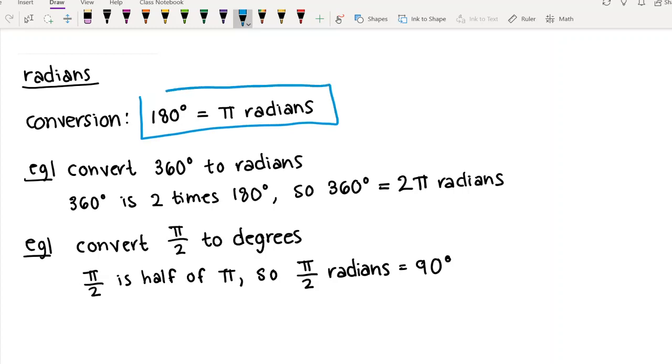So let me highlight this part, because this is really important. If you know that 180 degrees is equal to pi radians, that's really the idea you're going to keep coming back to when you are converting.